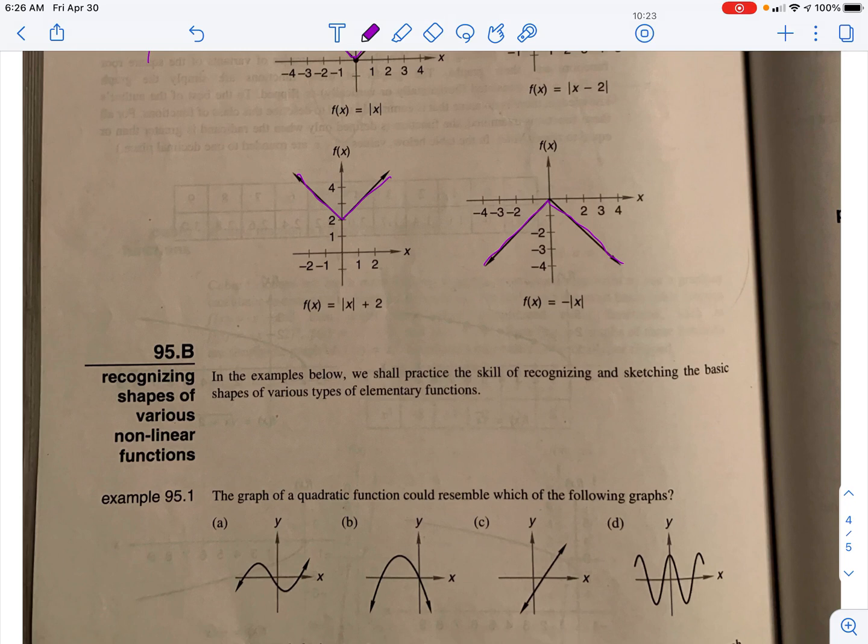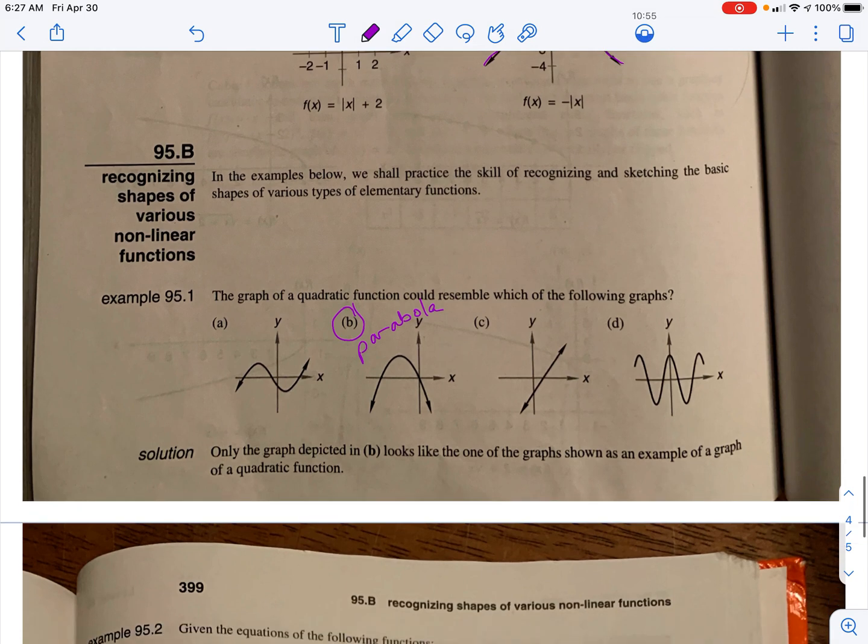So the graph of a quadratic function could resemble which of the following graphs? The quadratic function, remember, is a second degree equation. A second degree equation is going to be going in two directions, right? Not the absolute value. Remember, the absolute value comes to a point and changes, whereas a quadratic equation or a second degree equation has a curve as it changes. So it looks like letter B. That's, what do we call that? That's the parabola.